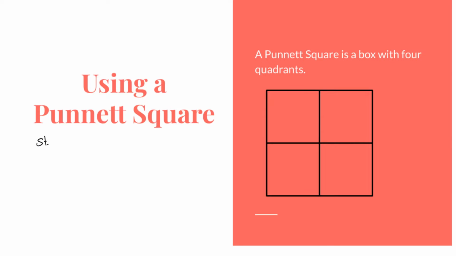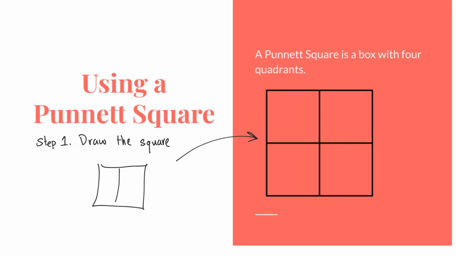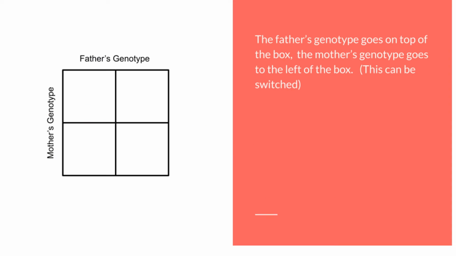So step one, draw the square. And that's what this is. A Punnett square has 4 quadrants. It's easiest to draw the rectangle first and then just do crossing lines through to get the 4 quadrants of that square.